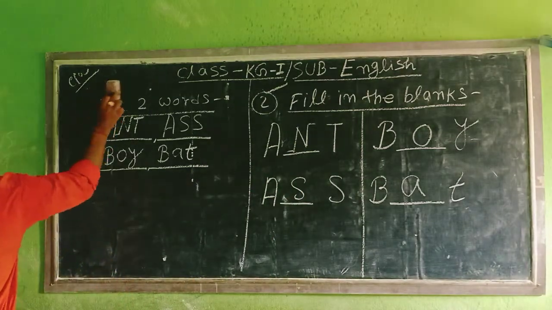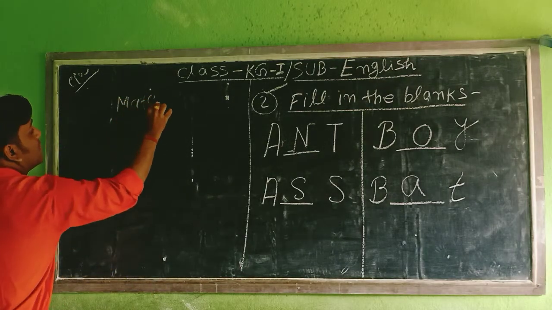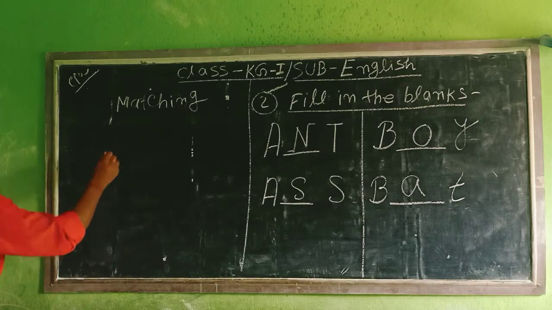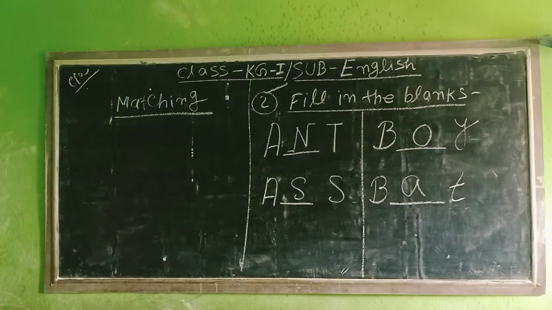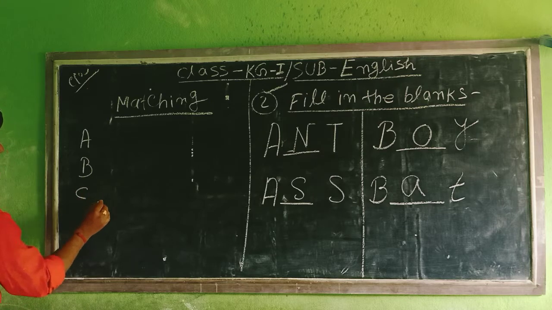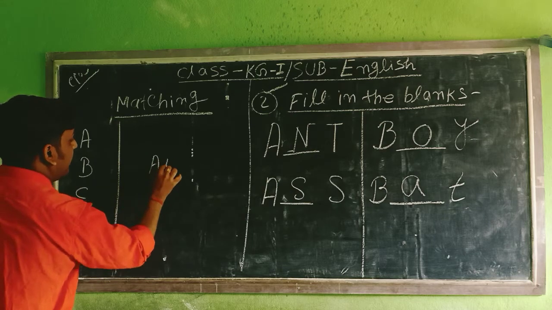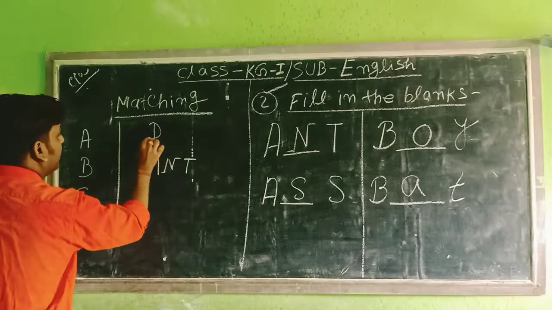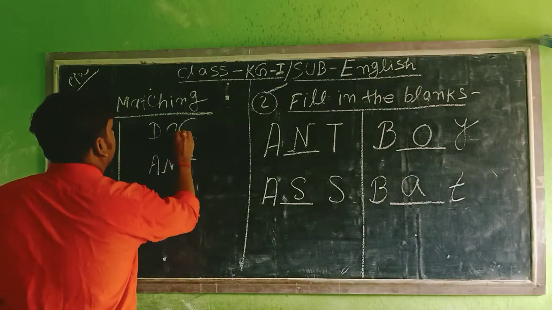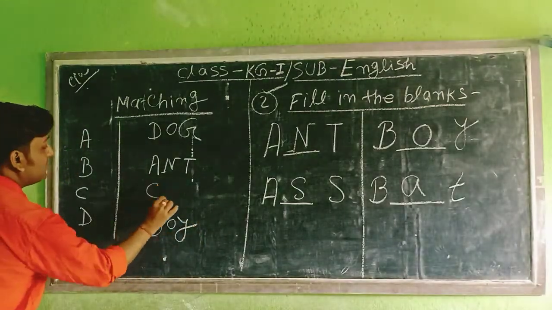Please note down today's third class, that is matching. Matching. You can match letter to word. Letter to word. Just like A, B, C, D. D-O-G, dog. B-O-Y, boy. And C for C-O-W, cow.